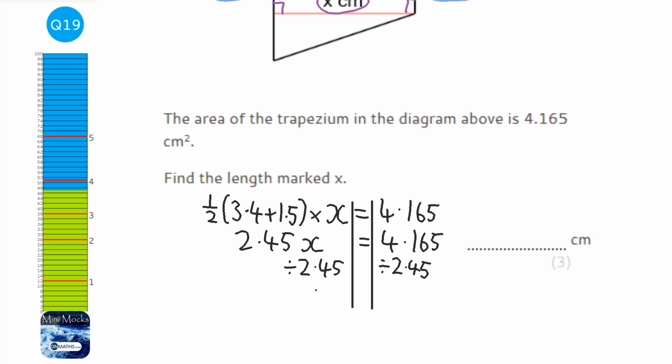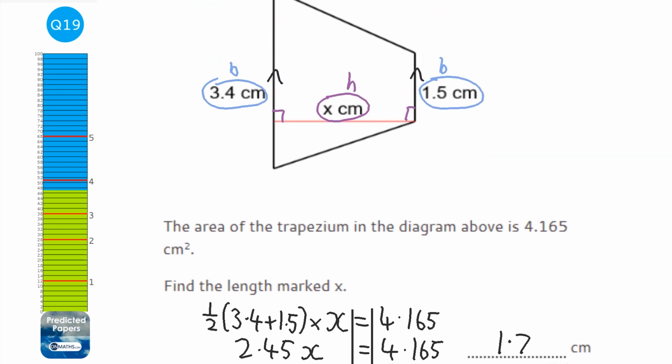So we're going to be left with x on the left hand side, and I'm going to do 4.165 divided by 2.45, and we get the answer of 1.7. Now I can go back and check that that works, so I'm going to do 0.5 times brackets 3.4 plus 1.5 close brackets times 1.7, and I get the answer of 4.165, so I know it's correct.